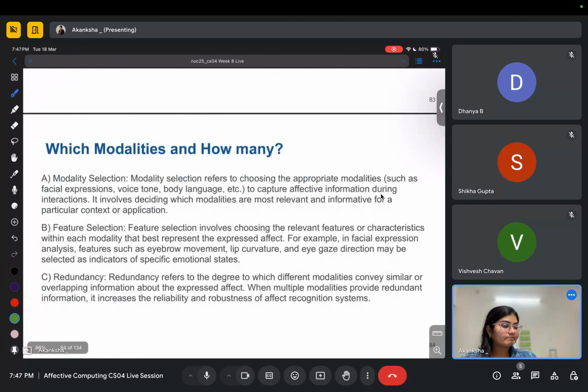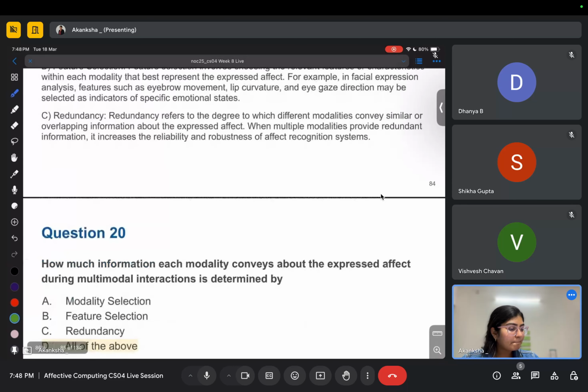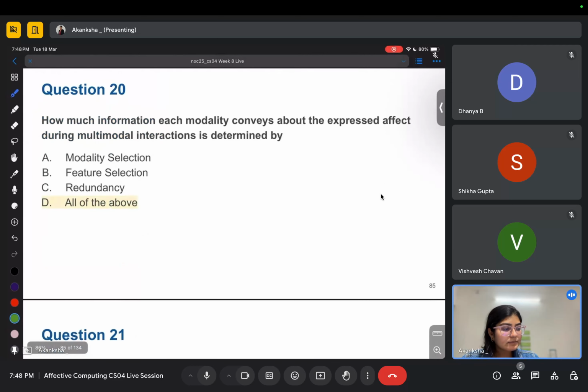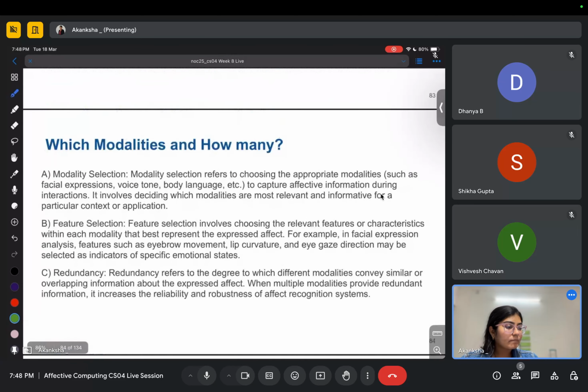So how many modalities should we choose, and which modality is contributing the most? There are some techniques, similar to feature extraction, you can say. So in this case, firstly we need to see the modality selection. Let's say we have three branches, and the decision is happiness. Now you want to backtrack and see which modality is the dominating one, which one is influencing my decision the most. Okay.